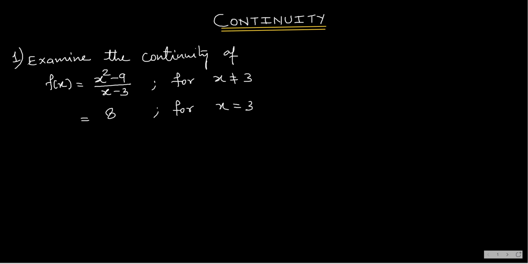So in question number 1 from exercise 1.1, we have solved the first and second parts. So this is the third part of question number 1. What we have to do is examine the continuity of the function which is given as follows.